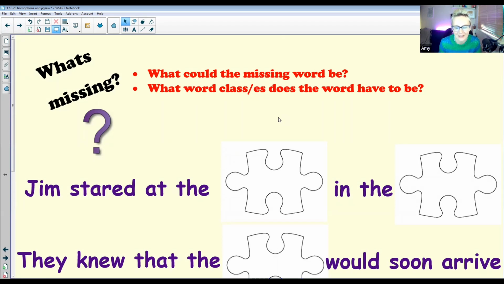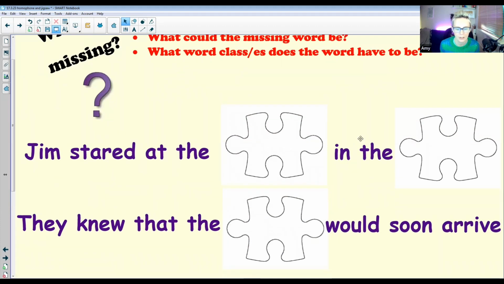It's called What's Missing, and this is a game that you can play at home. What could the missing word be? And more importantly, what word class must the missing word have to be? So for example, the first one, Jim stared at the something in the something. What word class is it going to be in here? Well, we know that we've got a the, so it's very likely to be a noun. So we needed the name of a thing, and there's no right or wrong answer for this. The children were able to suggest lots and lots of different nouns, different things that Jim might be staring at in the wherever he is or whatever the thing is in. Really lovely answers in the chat and on the screen.